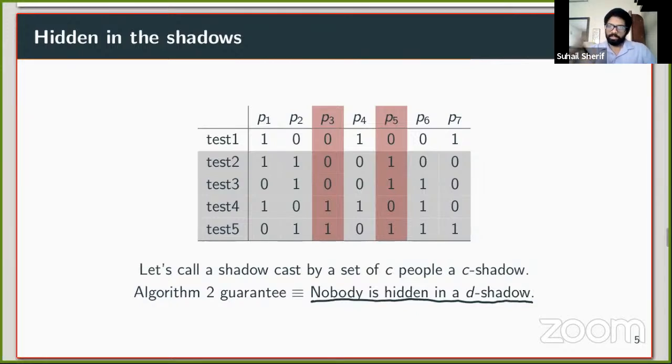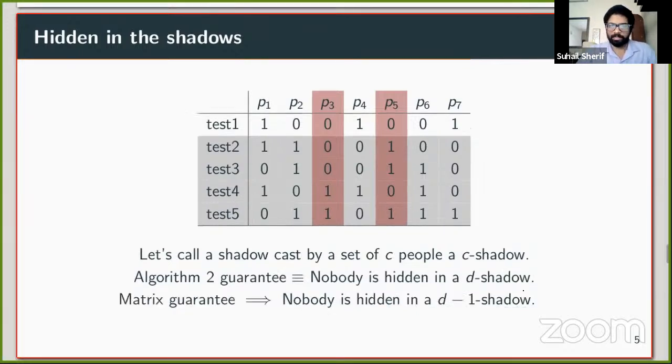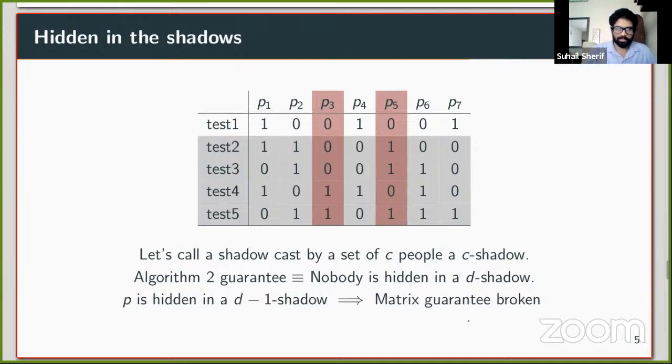Now we can actually use this concept of D shadow to argue something else. Remember our matrix guarantee? Our matrix guarantee said that if you have 2 different input configurations, infected people configurations, their output configurations should be different. And if you look at the matrix guarantee, it actually implies that nobody is hidden in a D-1 shadow. The way to show that is, if somebody is hidden in a D-1 shadow, you would show that the matrix guarantee is broken.